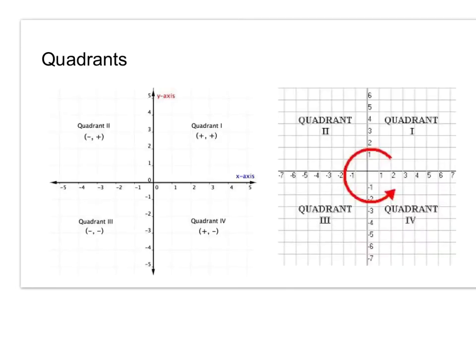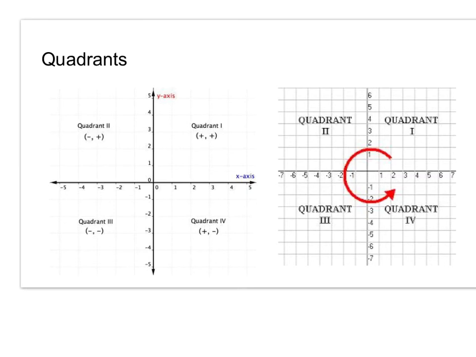So the x-axis and the y-axis separate the coordinate plane into 4 regions. These regions are called quadrants. They use Roman numerals to name them, so it kind of goes counterclockwise. Quadrant 1 is up here in the corner. So when we talk about quadrant 1, your x and y are going to be positive, because obviously to the right is positive and up is positive.